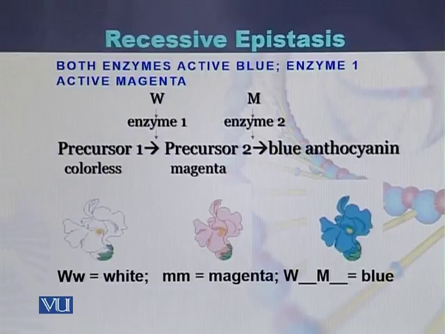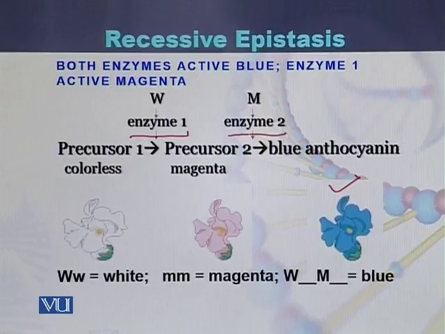In the blue-eyed Mary plant, there are two different enzymes which have a role in the production of the color in the types of this plant. Enzyme 1 is produced by one gene, whose name is W. Here is enzyme 1 and here is enzyme 2. If both enzymes are in active form, meaning both genes are in active form, then the color of this flower will be blue.